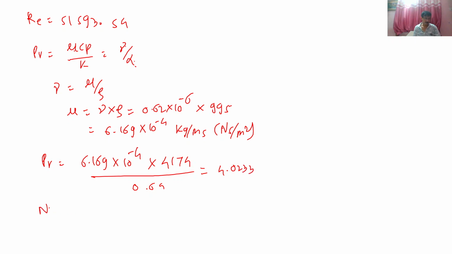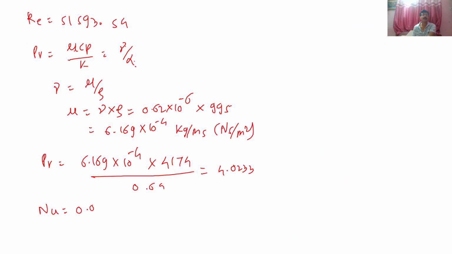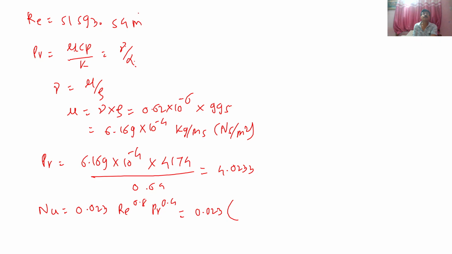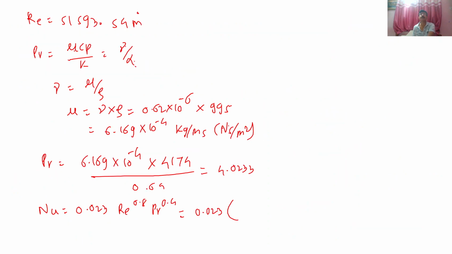Nusselt number. I think they have given only one correlation, so you can use directly 0.023 Re raised to 0.8 Pr raised to 0.4. Put the values. 0.023 into the Reynolds number. How much is the Reynolds number? It is in terms of m dot, because m dot is still unknown, and that is asked to calculate.